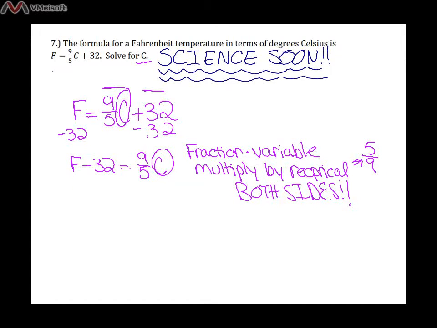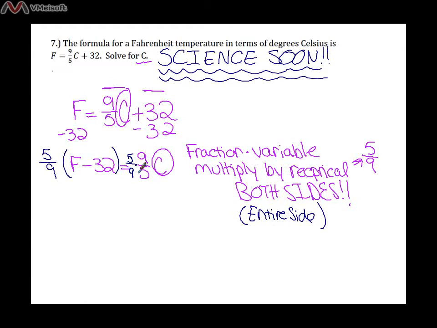So if I multiply both sides by 5/9, but to multiply the entire side, I have to put parentheses. So I'm going to make a little note: parentheses, entire side, by 5/9. Let's see what happens.